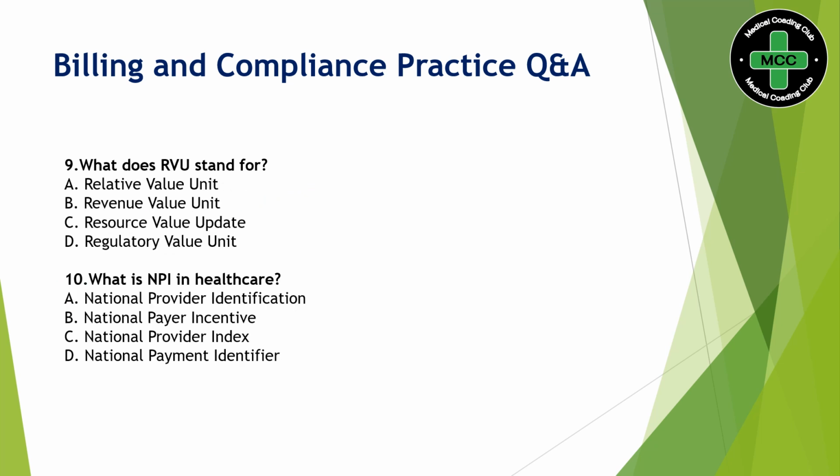And next, what does RVU stand for? RVU stands for relative value unit, not revenue value unit. So its answer is A, relative value unit. And what is NPI in healthcare? NPI is a number which can be given to an individual provider, and also to a group facility. NPI stands for National Provider Identification. Each provider will have a unique 10 to 11 digit number that is called NPI. Answer is A, National Provider Identification.